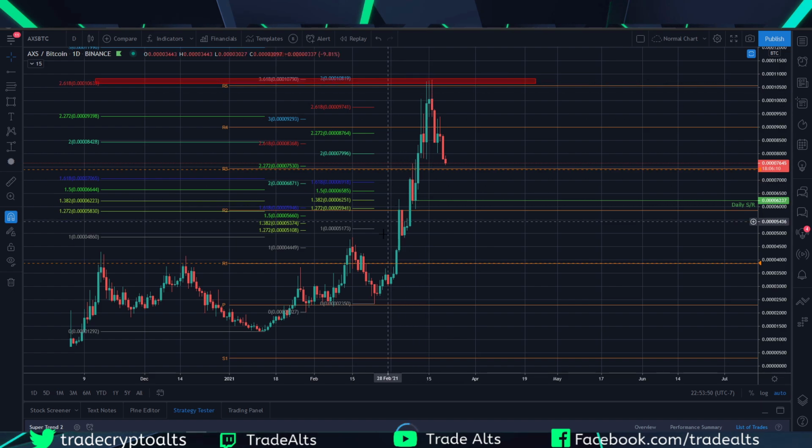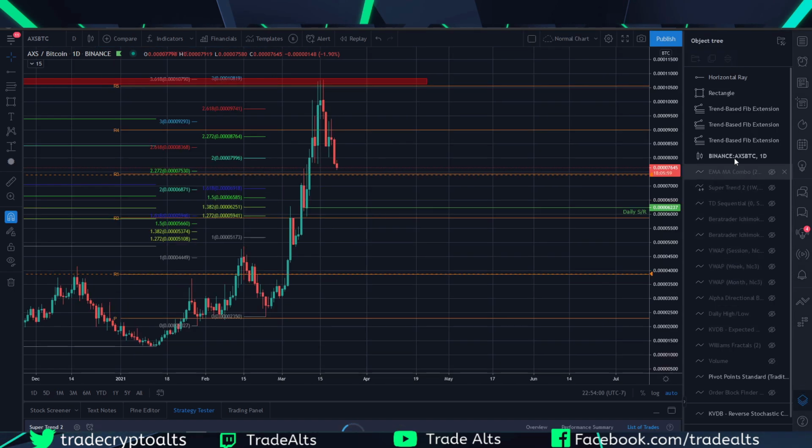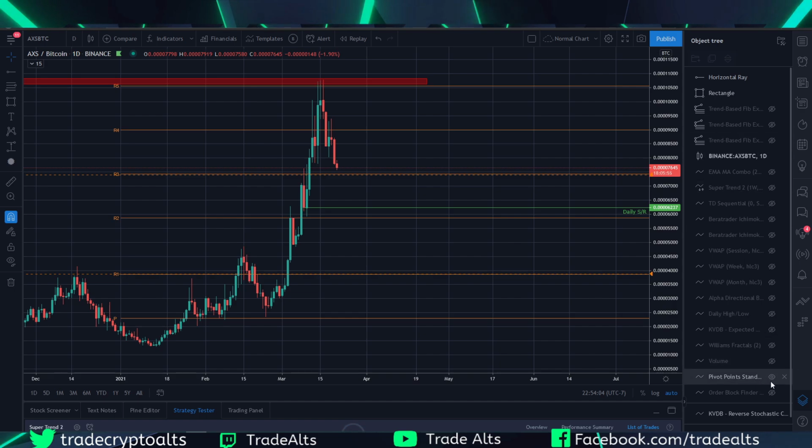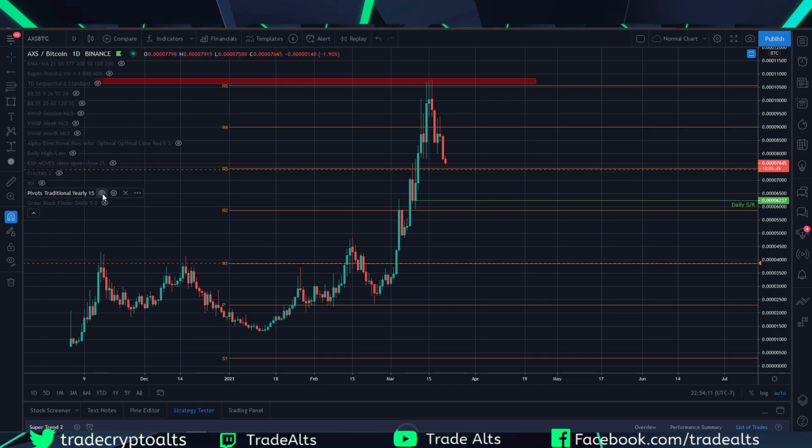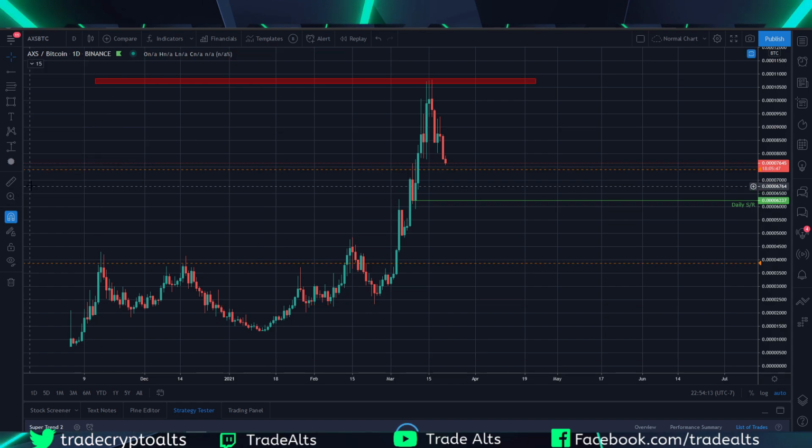What a run. Again, 359% run in just a matter of a couple of weeks. So where is price going next? That's what we're going to try to figure out here. I'm actually going to hide these Fib extensions. I don't want to delete them, I'm going to hide them. I'm also going to hide my pivots and clean up the chart a little bit.